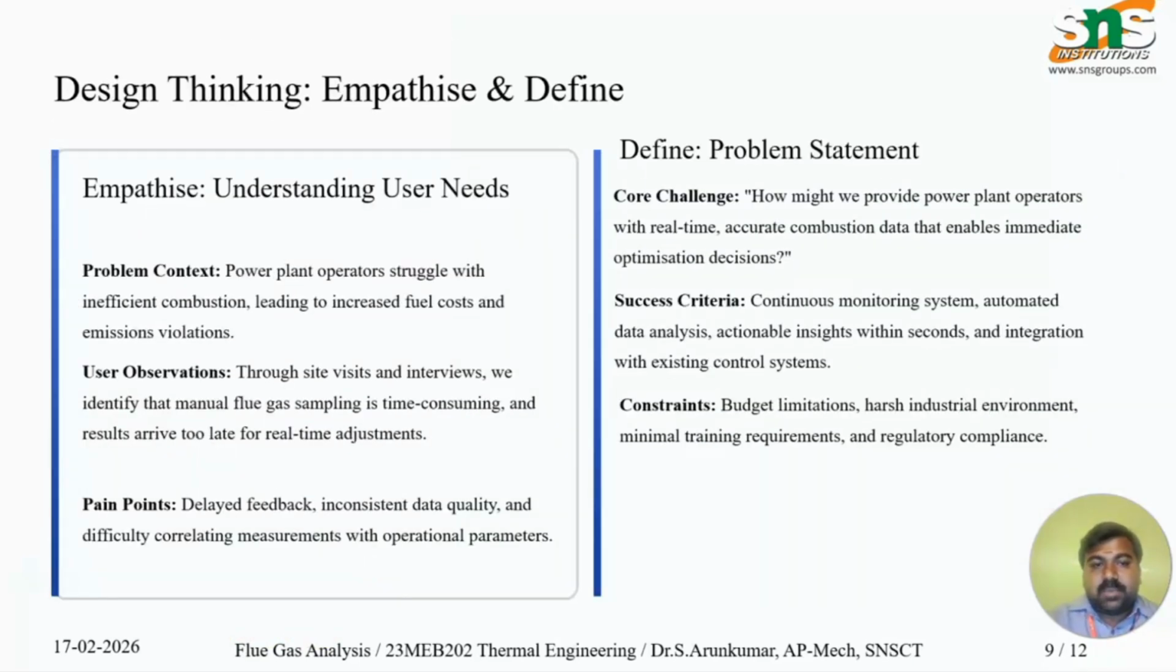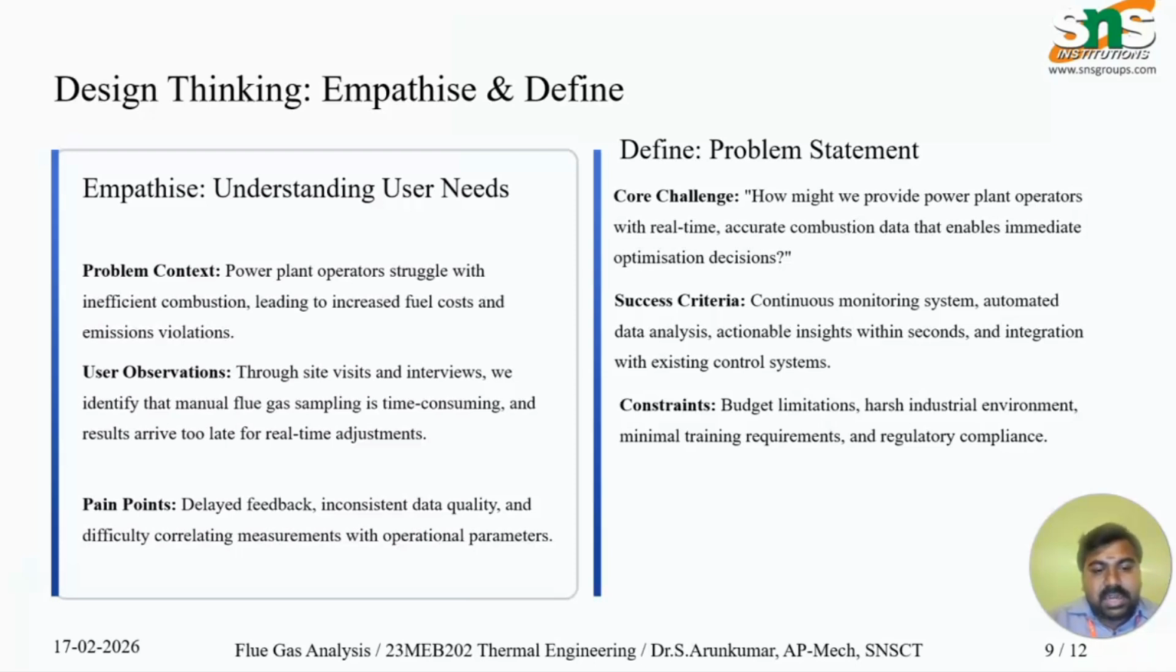Coming to the design thinking approach, first we need to understand the user needs. The problem: power plant operators struggle with inefficient combustion, leading to increased fuel cost and emission violations. The user observations are through site visits and interviews. The users identify that manual flue gas sampling is time consuming, and results arrive too late for real-time adjustments. So these are the problems that occur in the case of calorimeter as well as flue gas analysis.